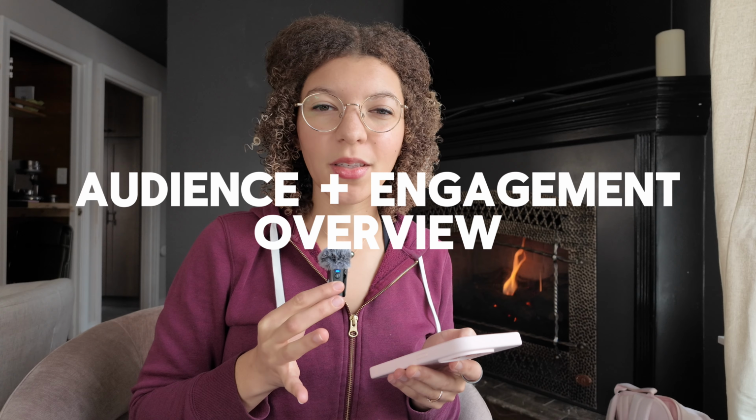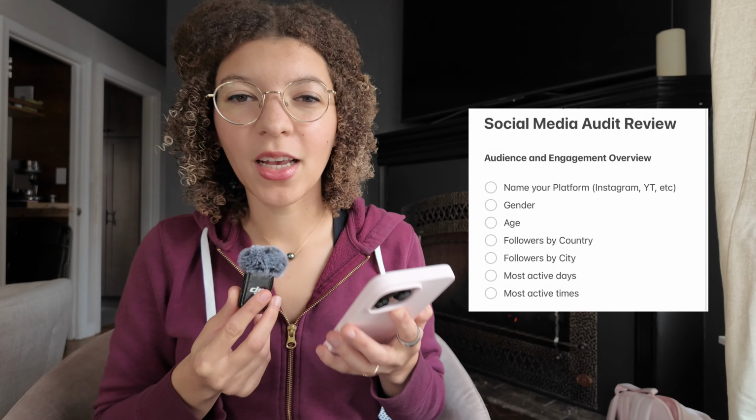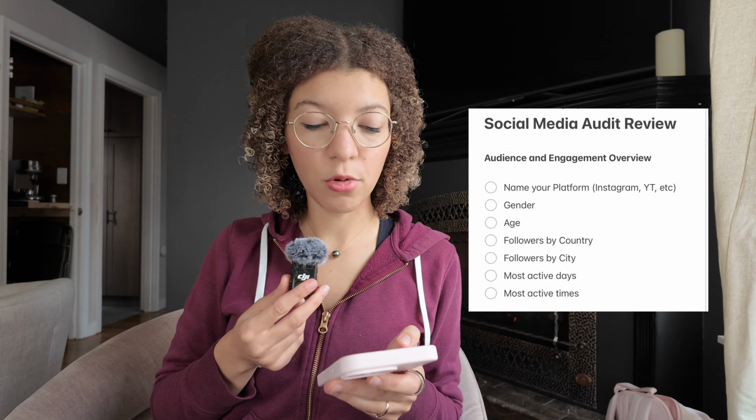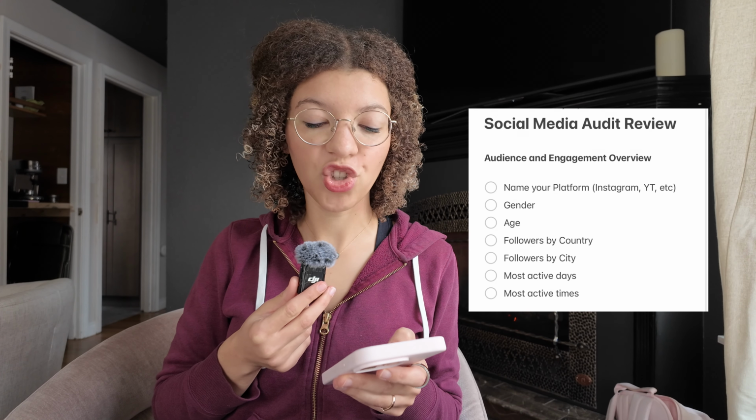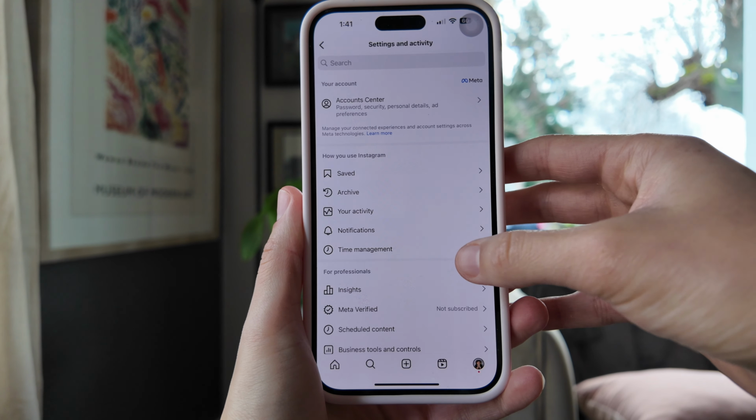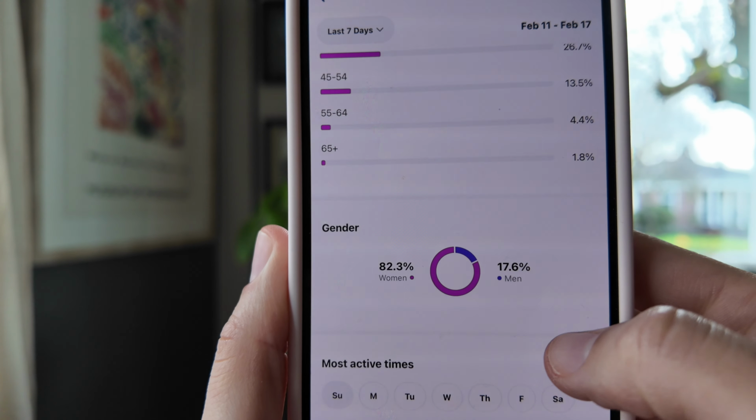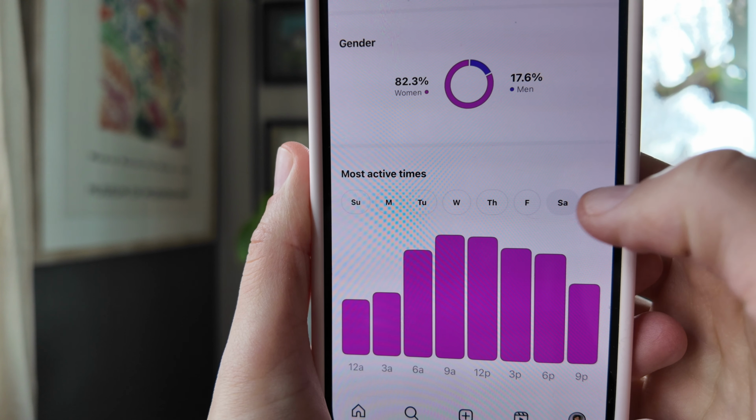Next up, I want to look at an overview of our audience and engagement. So like who are we reaching and where are they likely to find us or very likely to interact with us. So this is basically giving us a little bit of data on who the people following us are, what they look like, who they are. So we want to look at things like gender, age, followers by country, followers by city, and then when are they most active? What days are our followers most active and what are their most active times?